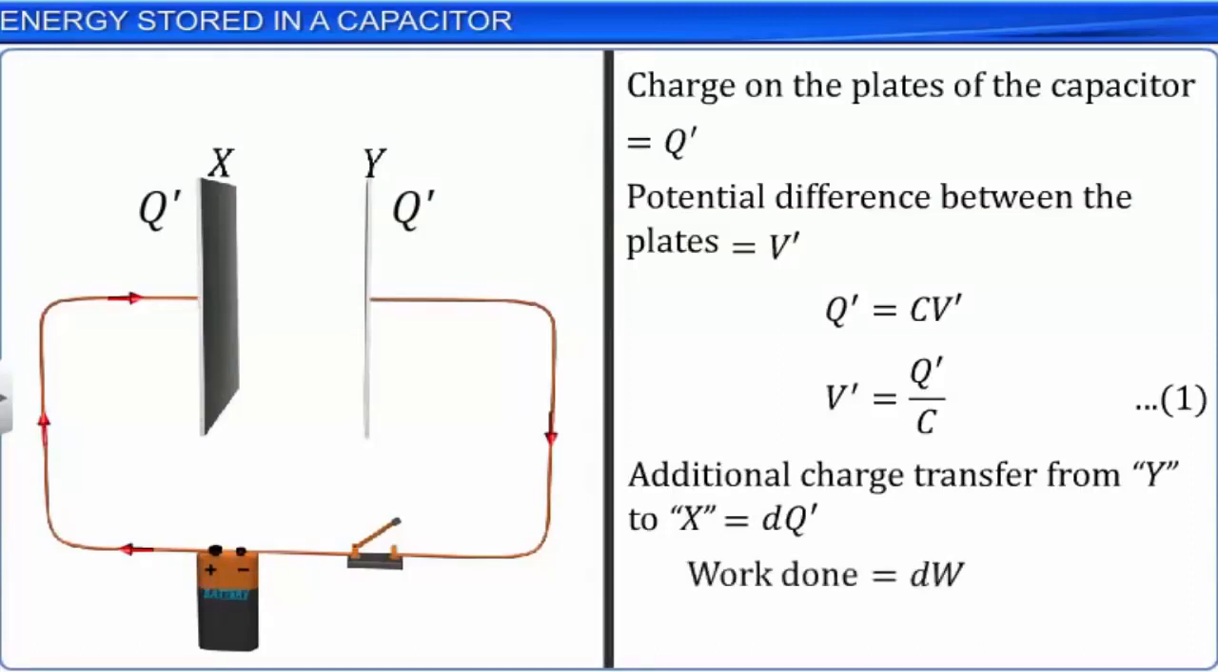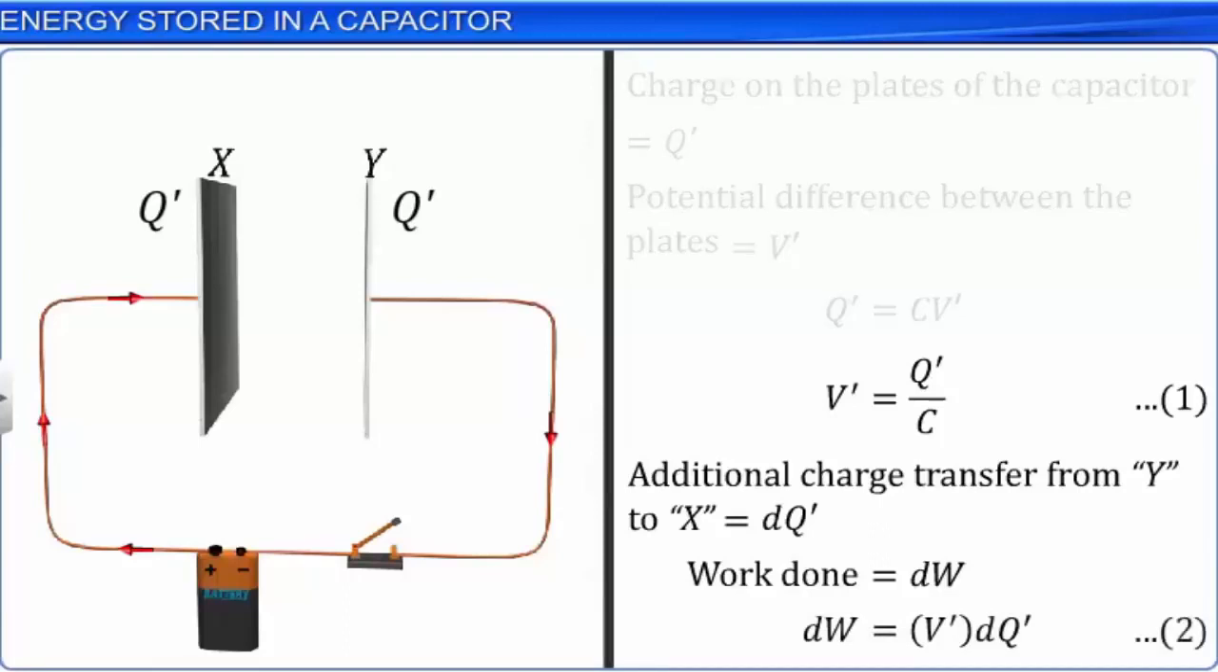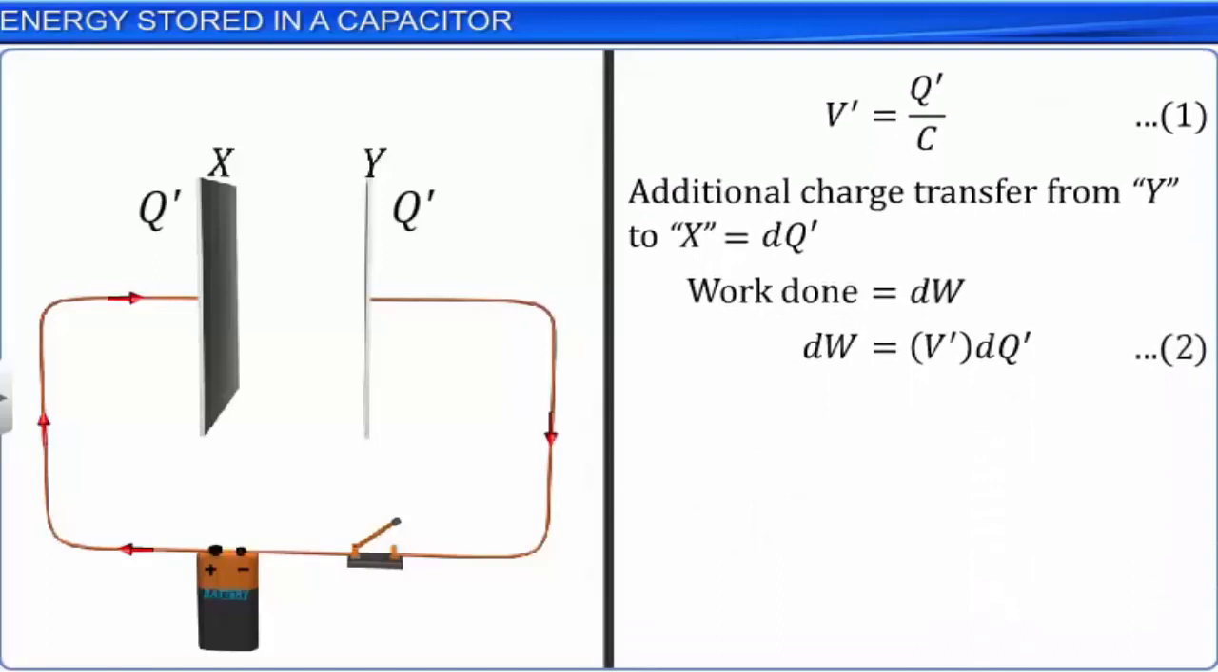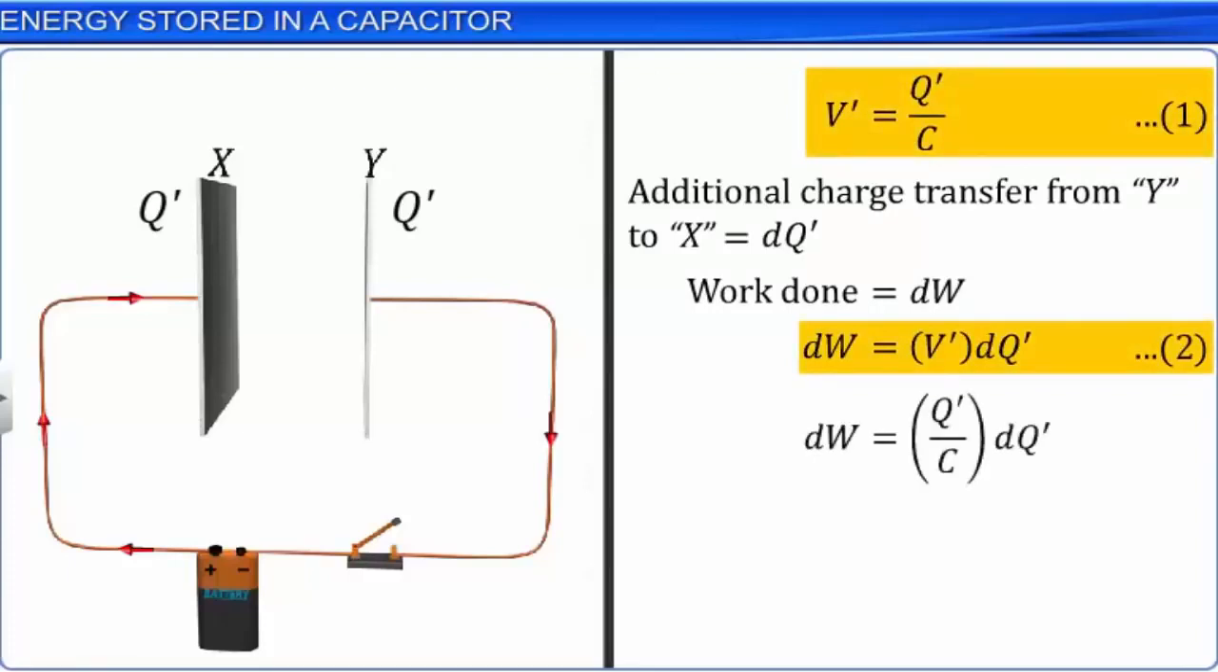From the definition of potential difference, we know that V is equal to dW/dQ. Therefore, dW is equal to V'dQ'. Let this be equation 2. Substituting equation 1 in 2, we get dW is equal to Q'/C into dQ'. Let this be equation 3.